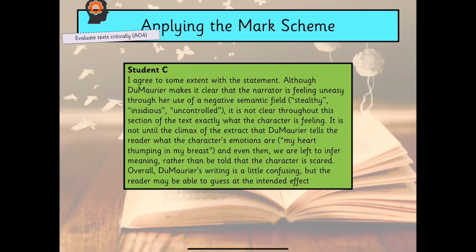And finally, student C. So this is the answer that we said was somewhere in the middle of student B and student A. I agree to some extent with the statement.